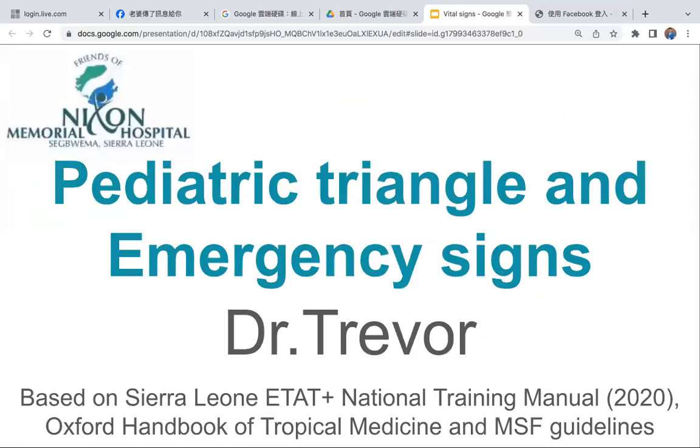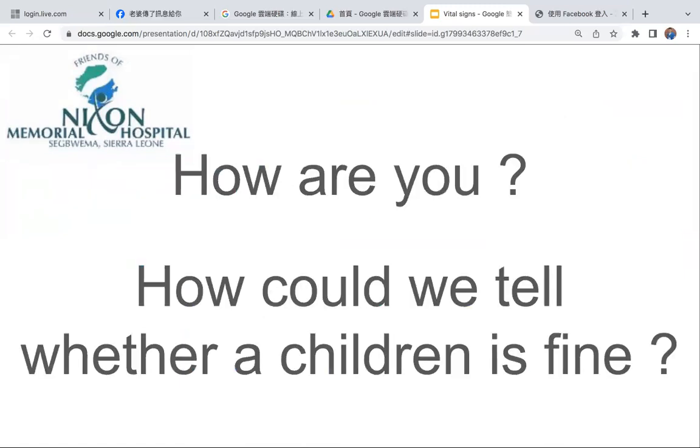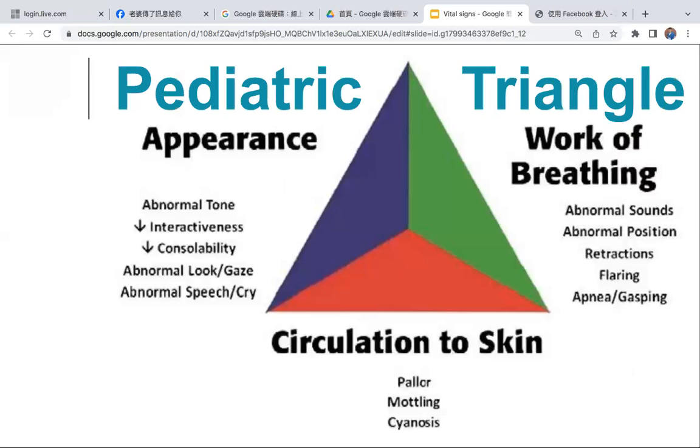So the second part is we're going to talk about the pediatric triangle and emergency signs. In adults, we can always ask the patients, how are you? How do you feel today? But we know that some of the children couldn't express themselves very well. How could we tell whether the patient is doing fine or not? So there's a concept we call the pediatric triangle.